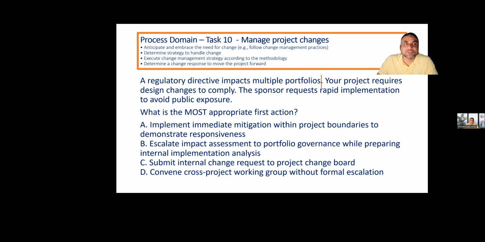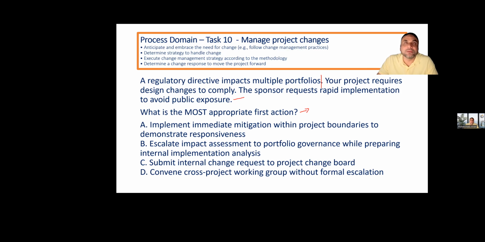Your project requires design changes to comply. The sponsor requests rapid implementation to avoid public exposure. Surely they are immediate. So in my mind, what is always coming is that I have to evaluate as early as possible, submit the change request, get it approved, and then go ahead. What is the most appropriate first action?